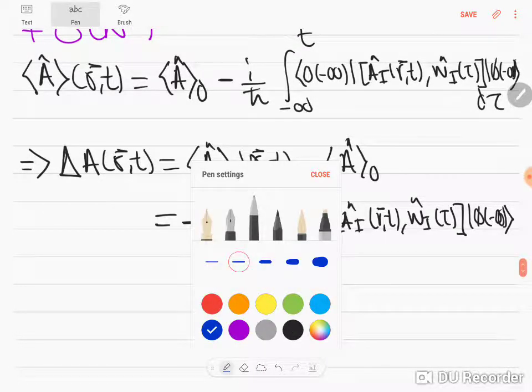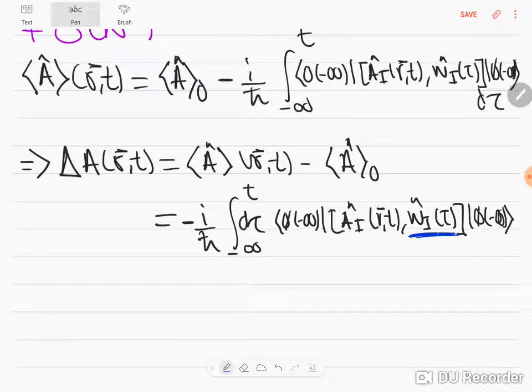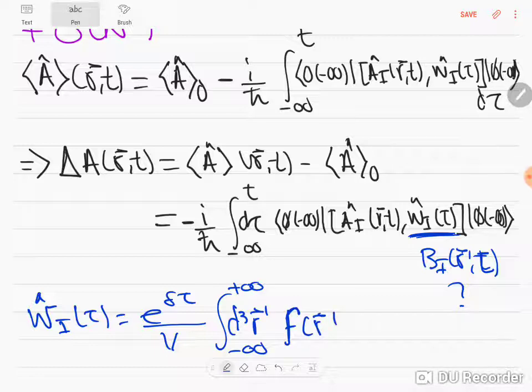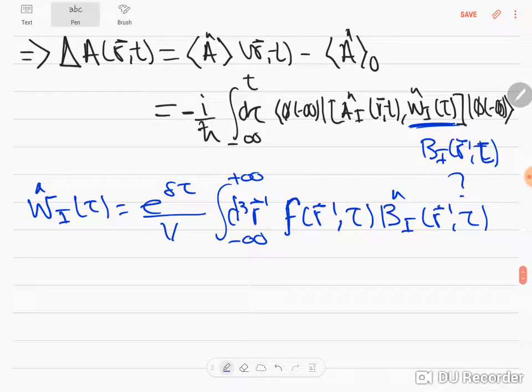Now what we have to do is to specify in which way this perturbation is associated with B sub I of r prime comma tau. So first we say that the perturbation W sub I of tau is equal to e to the delta tau divided by b, integral d3r prime, of course from minus infinity to plus infinity, of some sensitivity function f of r prime comma tau times the associated operator B sub I of r prime comma tau.